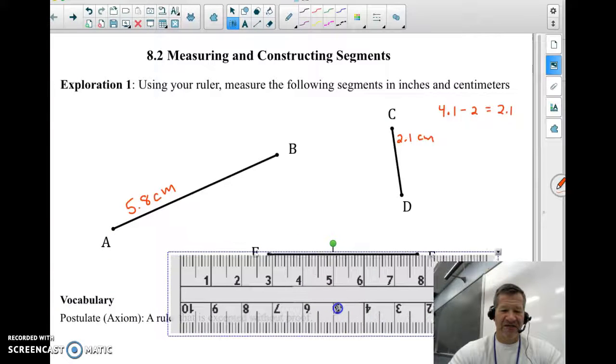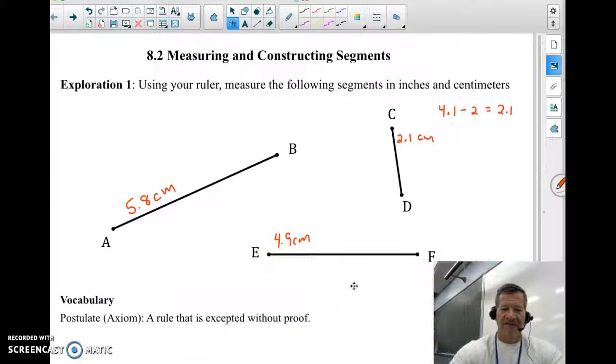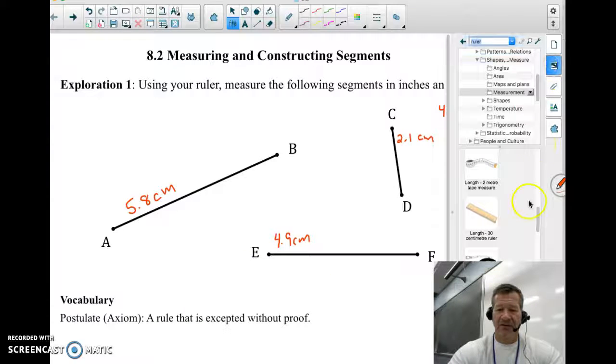So let's try EF to finish up. Let's say I put E at 3. Then F would be at 7.9, it looks like. So I'm going to take 7.9 minus 3, and that would give me 4.9. So this would be 4.9 centimeters. Okay, let me get rid of this for a second and go grab a ruler measured in inches. I'm going to pause the tape so I don't take your time.